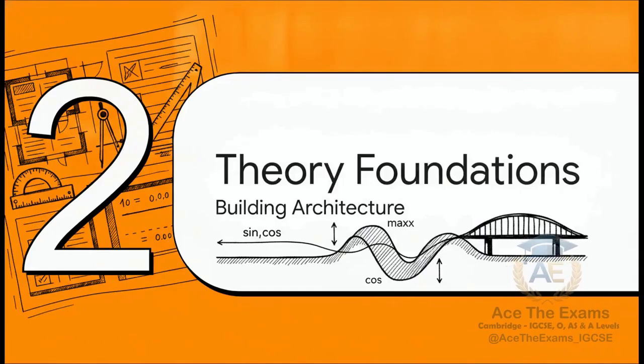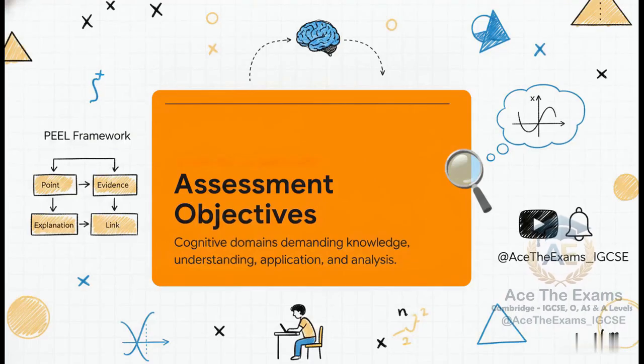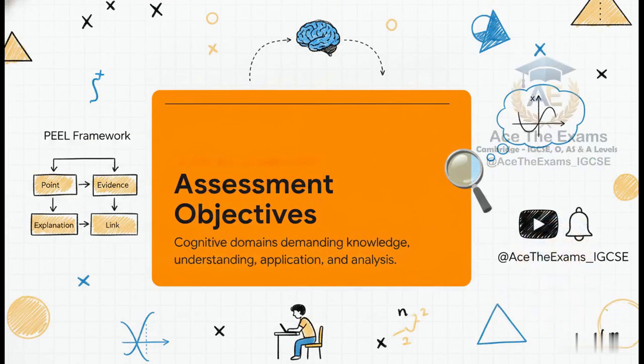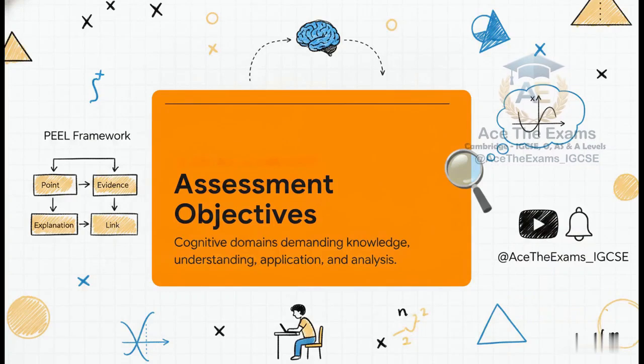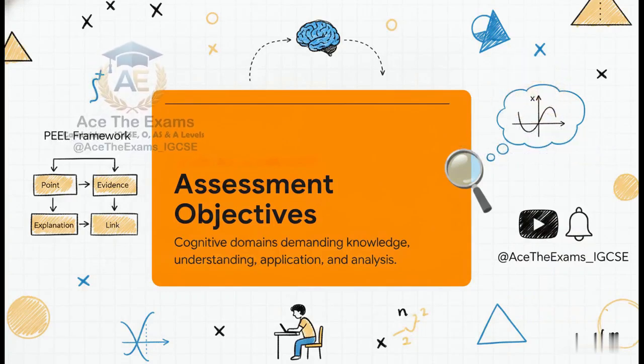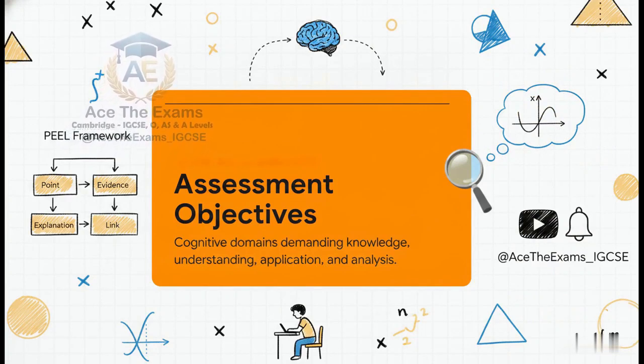Moving right along to Section 2, Theoretical Foundations, building the architecture of your mathematical understanding. Top-performing students do not just see this trigonometry topic in isolation. They exhibit a highly connected conceptual understanding. Think about it. The R sine and R cosine forms are not just a random algebraic trick. They are a fundamental mathematical bridge.